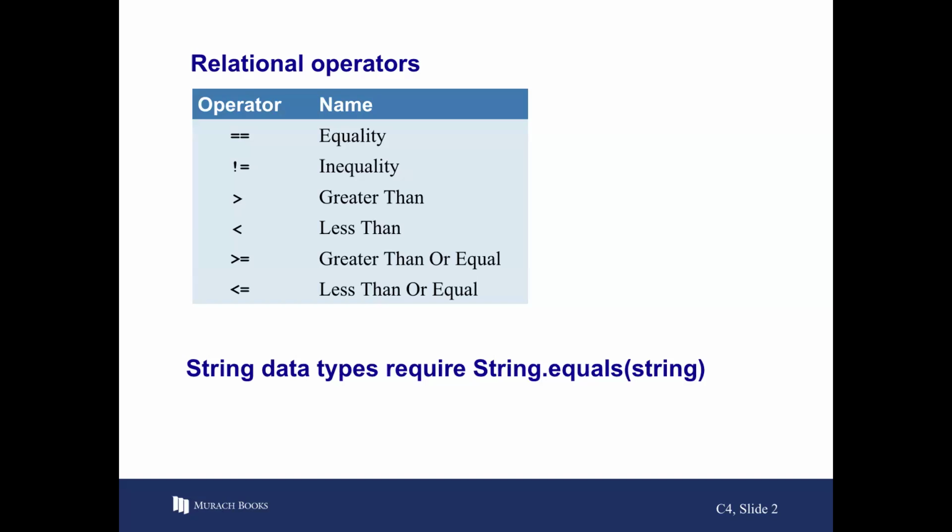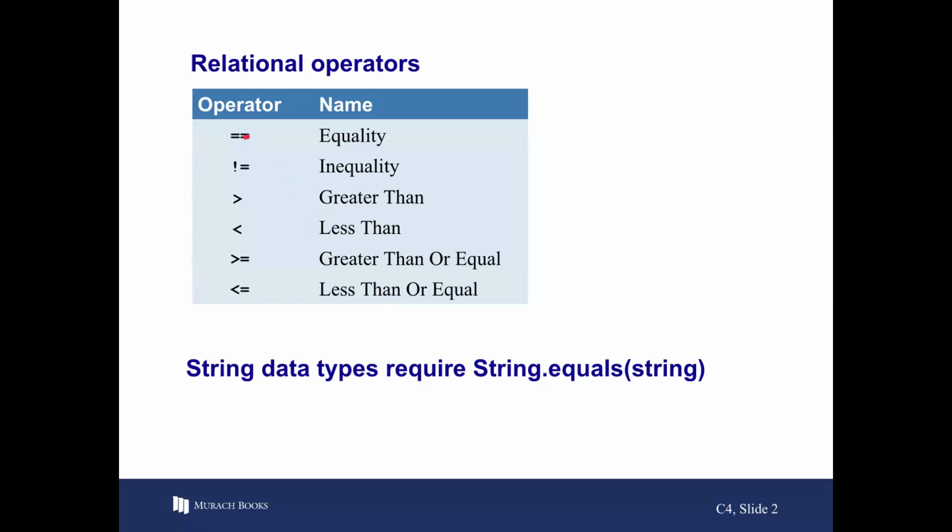Boolean expressions use relational operators. So these are operators, and they're similar to the arithmetic operators that we've seen: plus, minus, divide. These are relational operators. Instead of doing math on values, they compare two values and return a true or false result for if something is equal, not equal, greater than, etc.